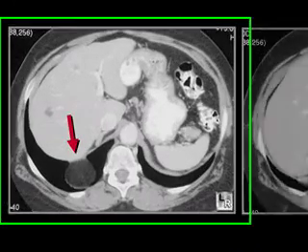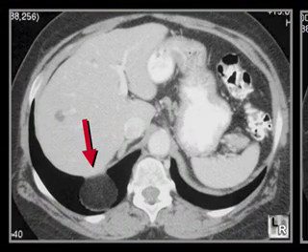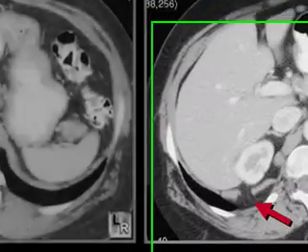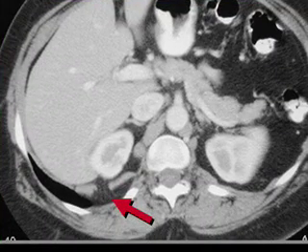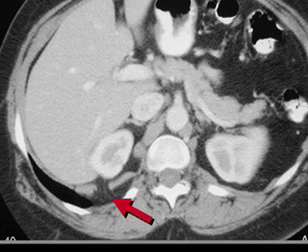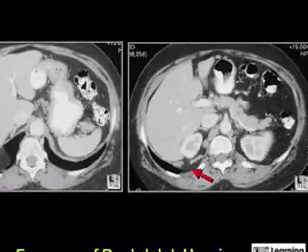The red arrow in this image is pointing to fat which has herniated through a defect in the diaphragm. In this image, the red arrow is pointing to the actual defect in the diaphragm itself.